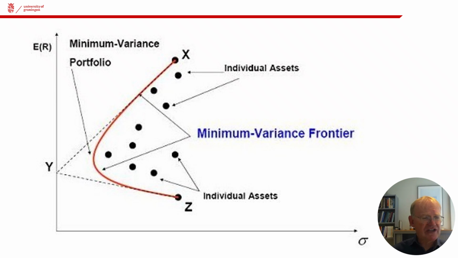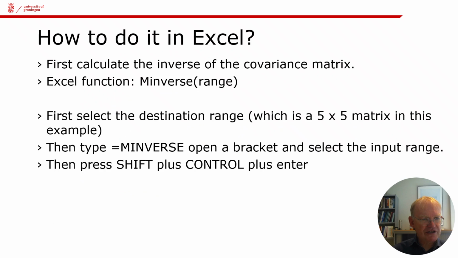So even though this is a how-to video, you can see that the minimum variance point is at the end of the arrow here. That one is pointing to the minimum variance portfolio, and that's what we are looking for. So how to do it? Well, the formula involves the inverse of the covariance matrix, and the Excel function for that is MINVERSE and then the range.